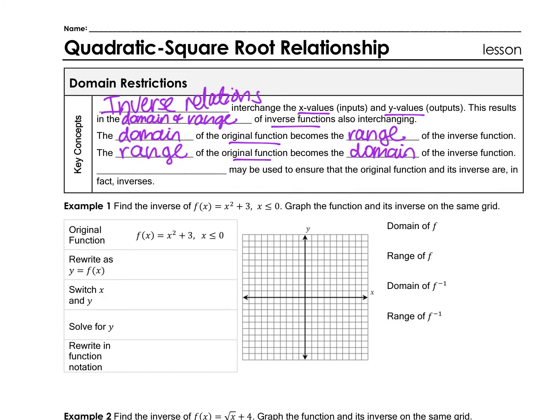So with square roots, if you think about the square root graph, that's only half of a parabola. Remember, a quadratic is a parabola. A square root is just a ray. It has an endpoint and it continues on. So there are going to be some domain restrictions, which means you only want to graph a piece of your parabola in order for it to be an inverse of your square root. Domain restrictions may be used to ensure that the original function and its inverse are in fact inverses of each other.